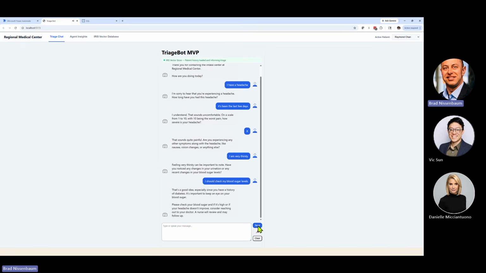So we can see that because it has access to my medical record, it knows that I have diabetes. We can ask a couple more things.